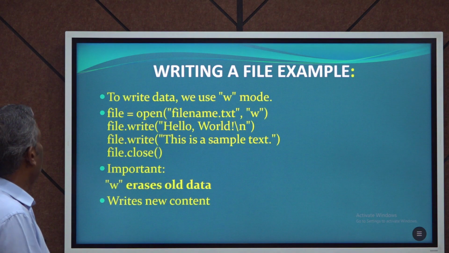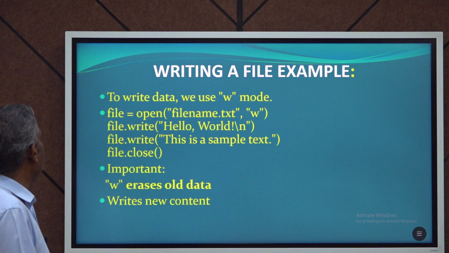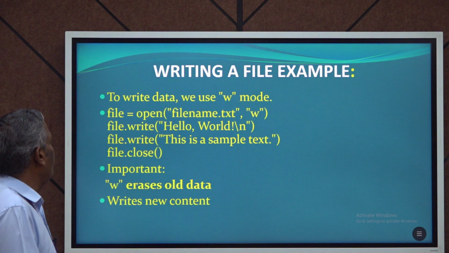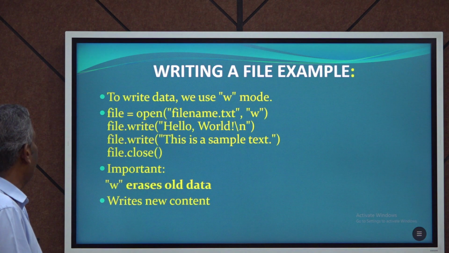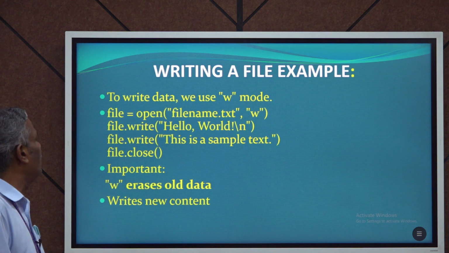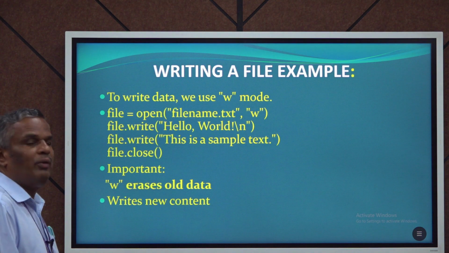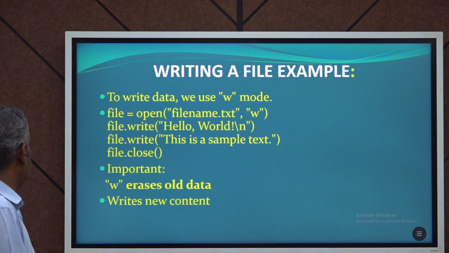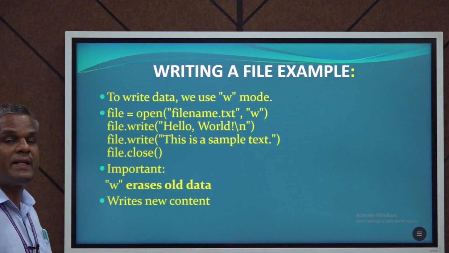Okay. Then writing a file. To write data we use the write mode. So the syntax is file = open filename.txt comma w, w means writing mode, file.write hello world, file.write this is a sample text, then finally we have to give file.close. The hello world and this is a sample text will be written in the filename.txt.